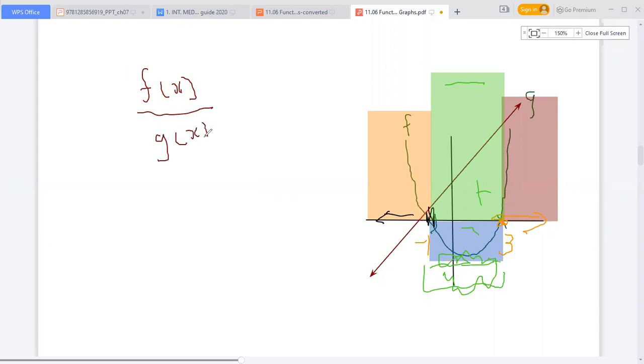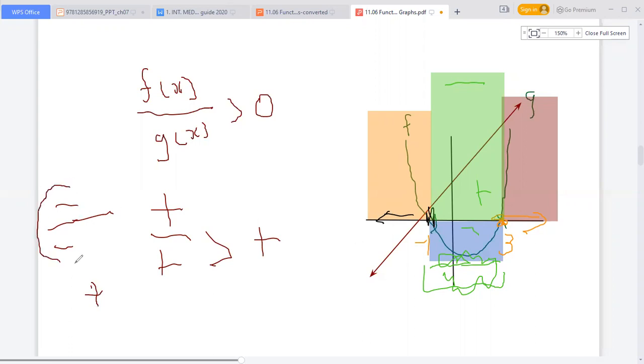They say f of x divided by g of x is greater than 0. Still, it's easy. They are basically saying that for us to have something divided by something and get a positive, either we are dividing positive by positive, then we get positive, or we are dividing negative by negative, which will give us positive. So it's the same thing as the product. We want the point whereby they are both negative or both positive.